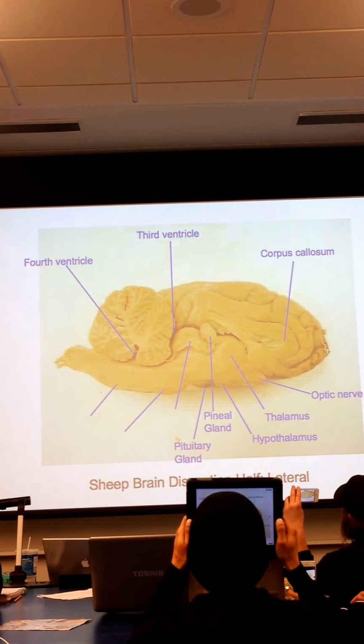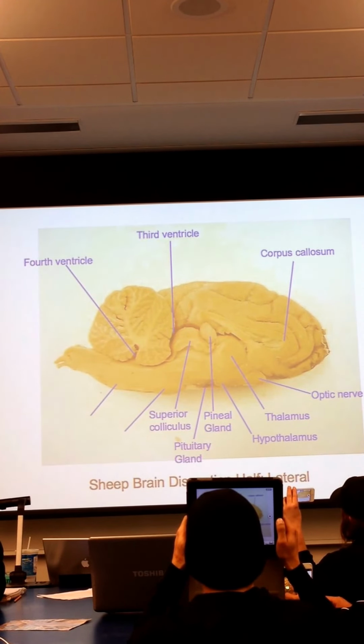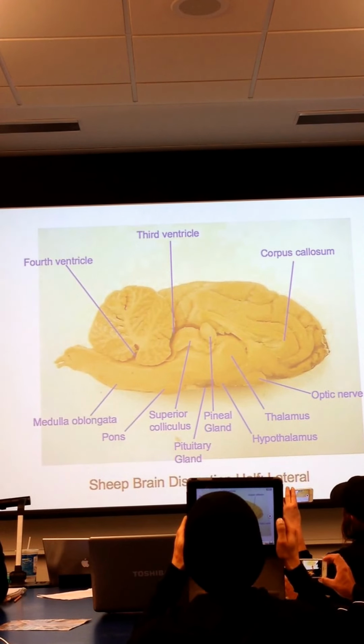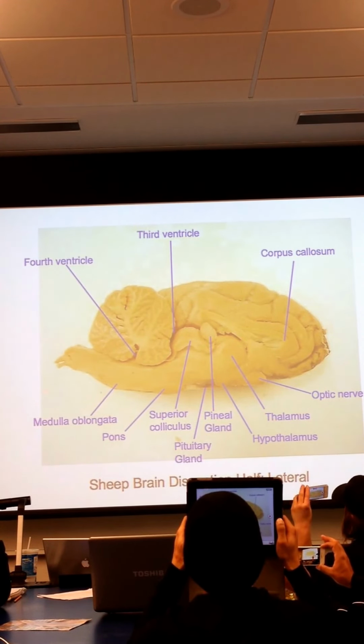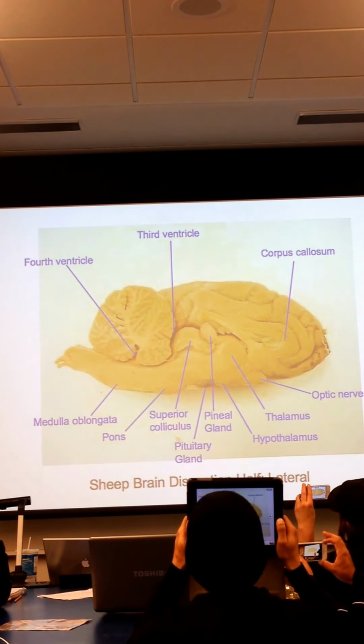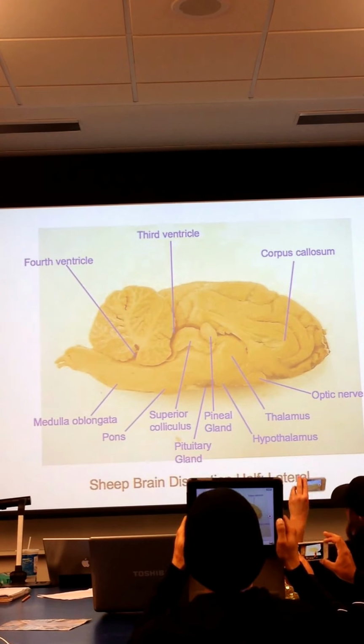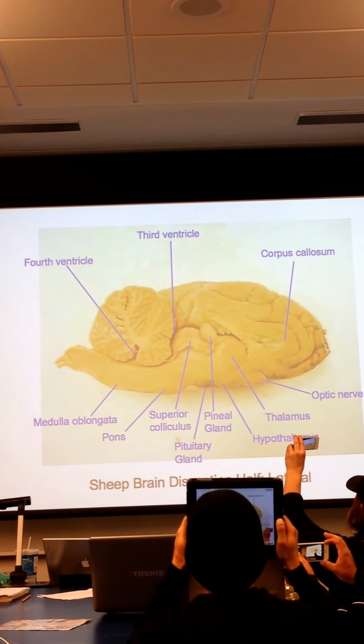Superior colliculus. Pons and medulla. Still a sheep brain, but you can see it's been kind of swooshed in a little bit. For those of you who know, not all of your sheep brains were as nice as some of the other groups.